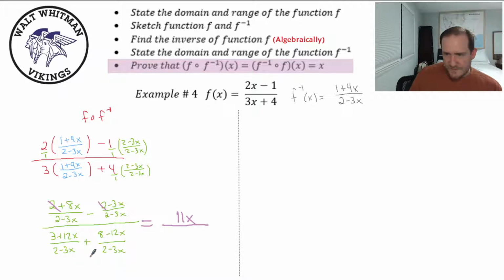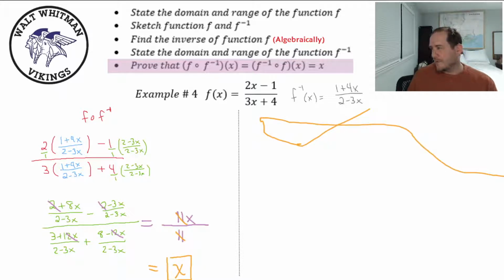And downstairs, 3 and 8 makes conveniently 11. And 12 plus negative 12 conveniently cancels. And like we said, our denominator is going to cancel. So would you look at that? The 11s now cancel, and we see that our composition function does boil down to plain old x. And a similar thing should happen when we do our composition the other way around.